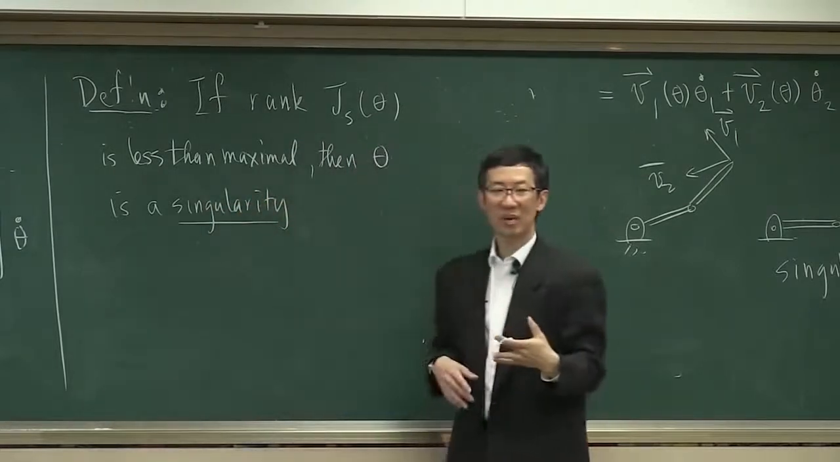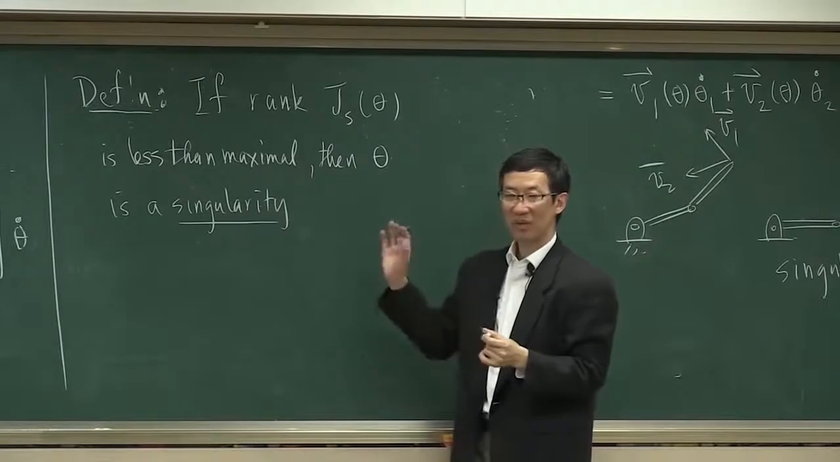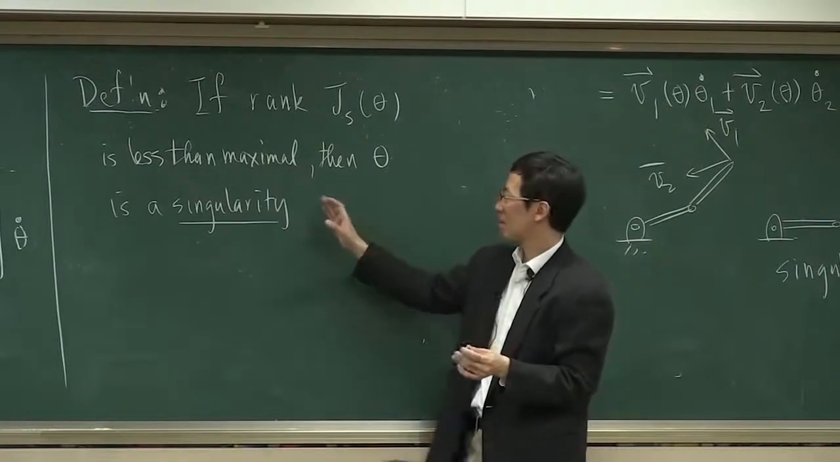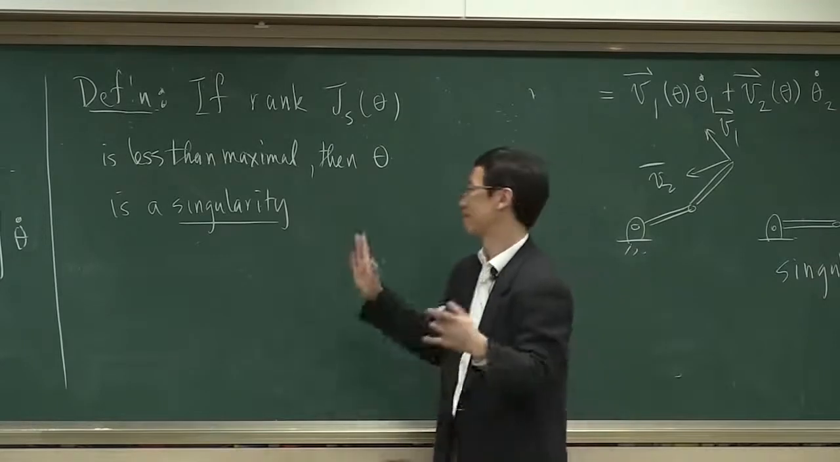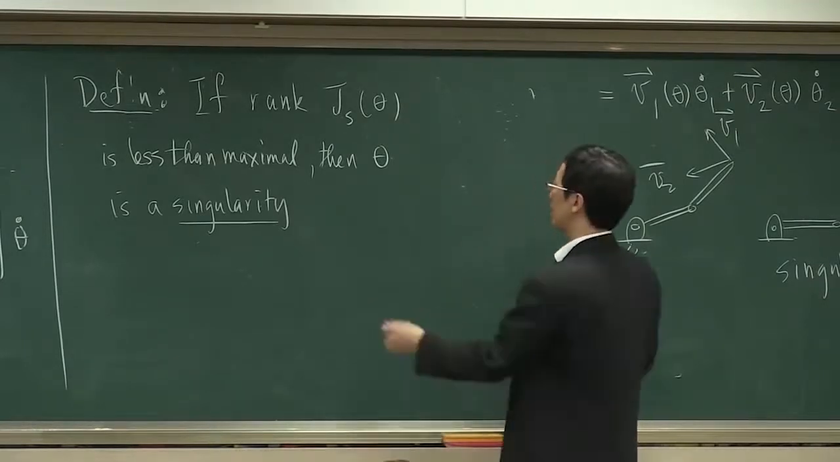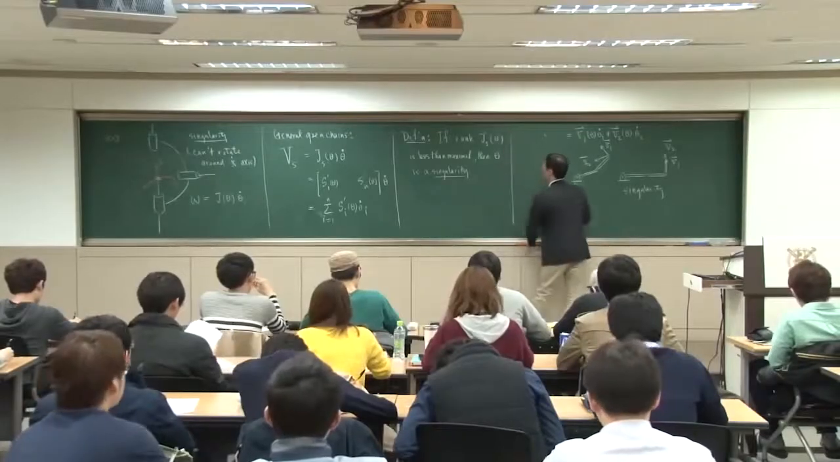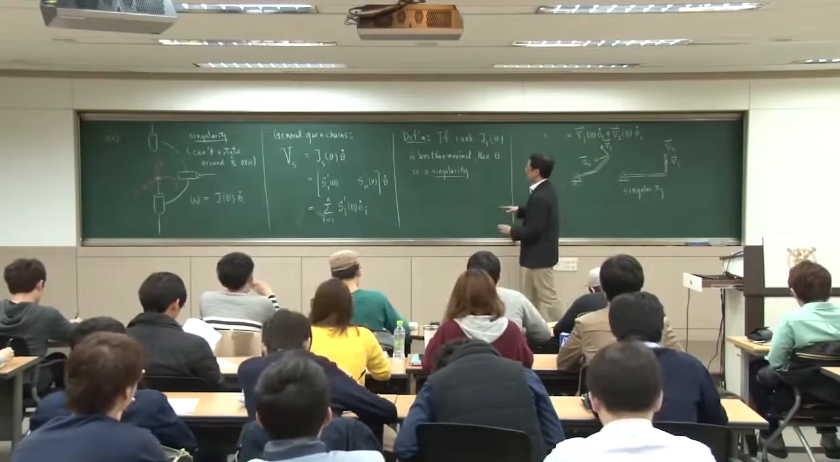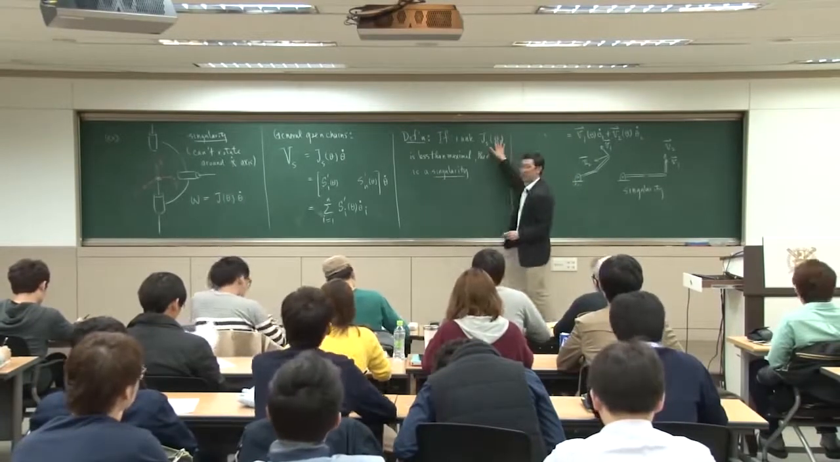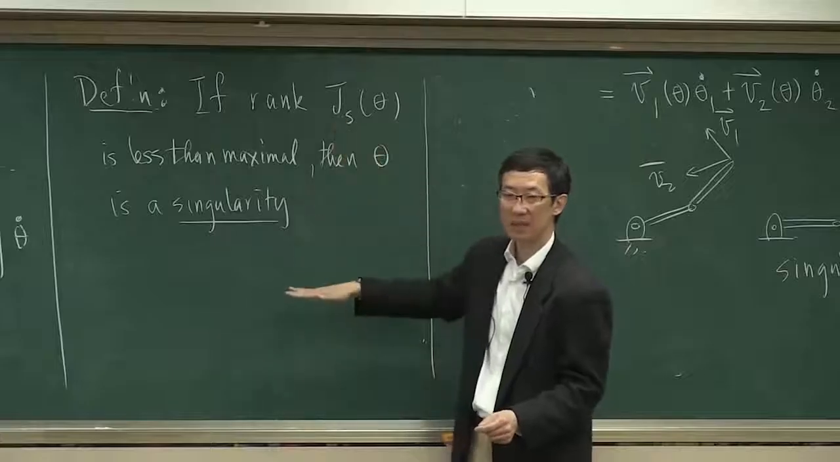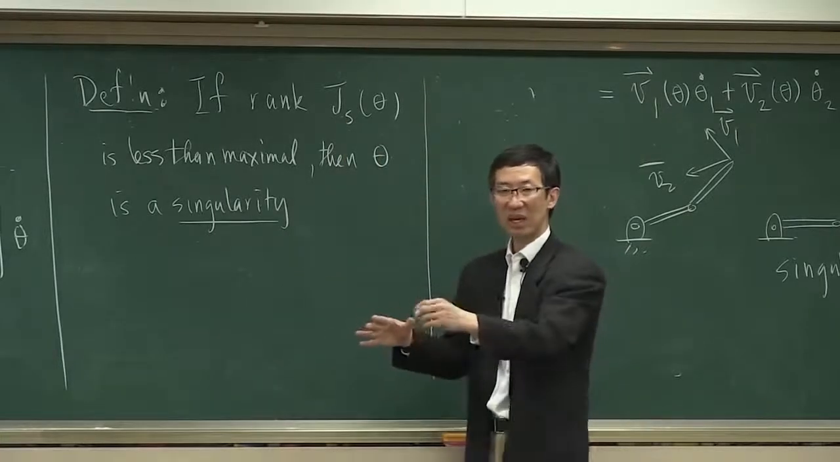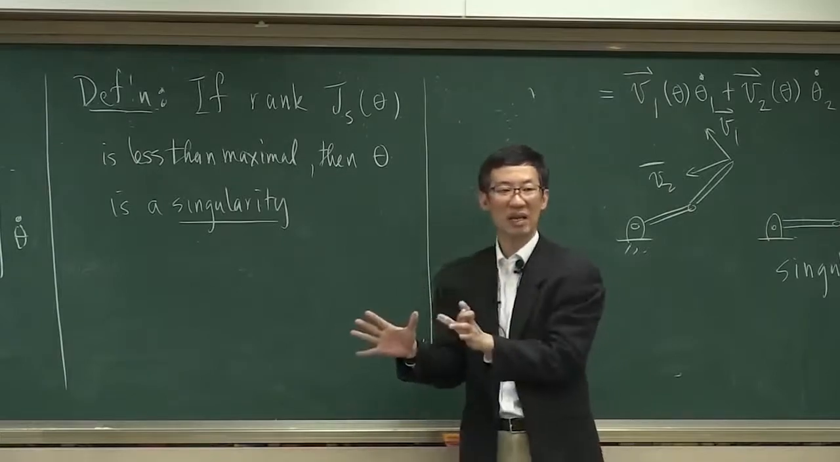Now, some people call this a singular configuration. We'll go either way. Singularity. So basically we need to find the configurations theta where the rank of J drops. In the most general case, J is usually 6 by n. So if the rank of J drops below 6, we have a singularity.